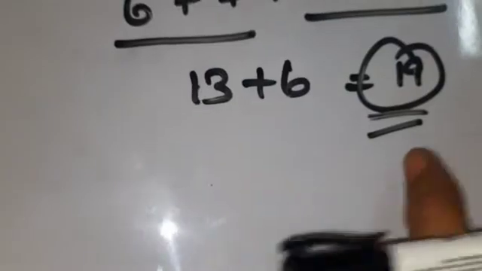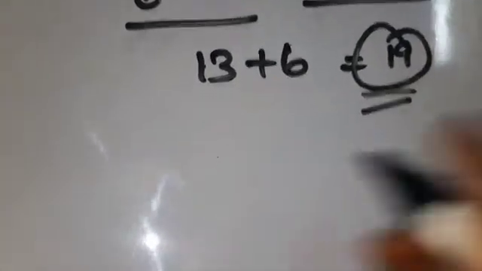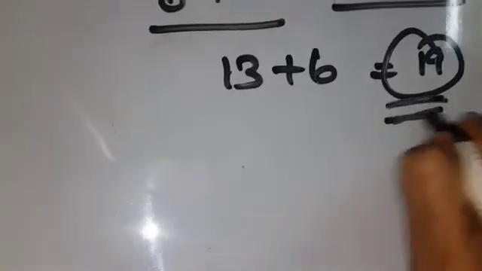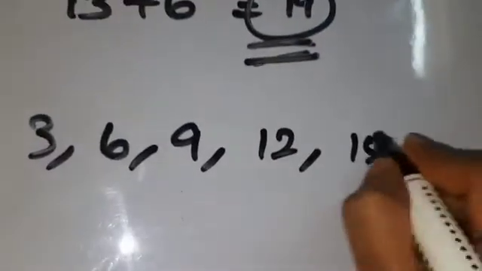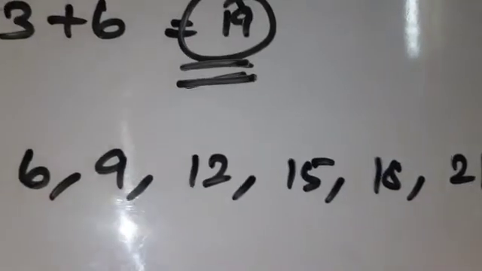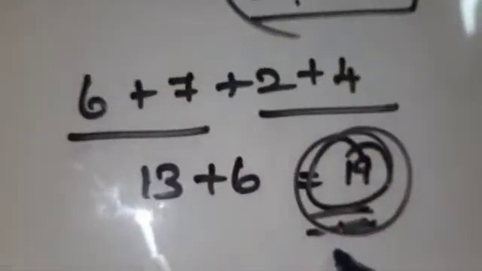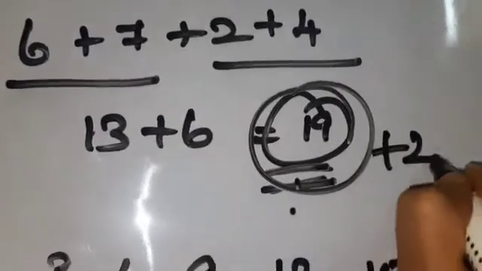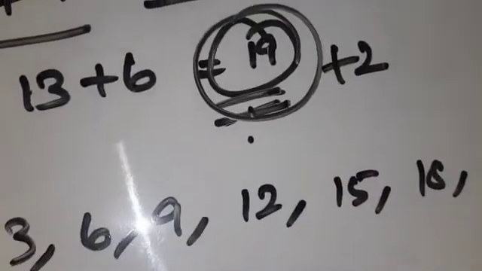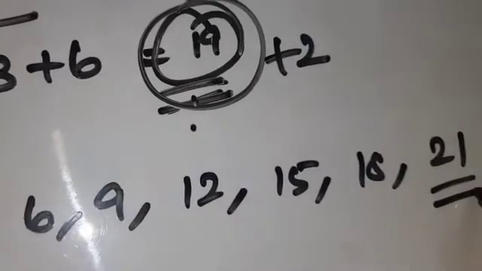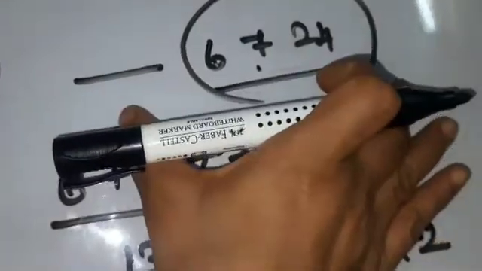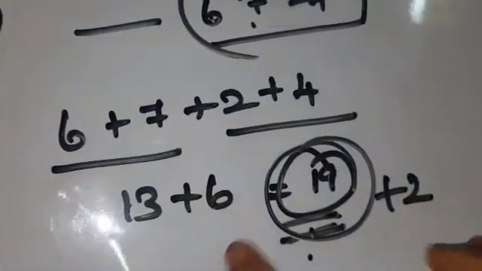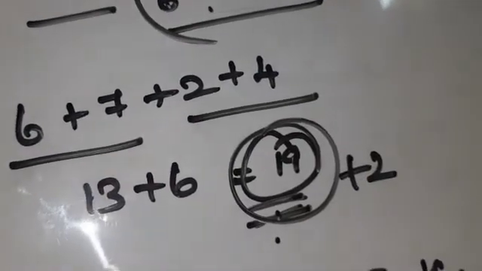Now we have to write the multiples of 3 which are nearer to the number 19. The multiples of 3 are 3, 6, 9, 12, 15, 18, 21. The total of the given number is 19. If 2 is added, we will get the multiple of 3 as 21. What you have to do first is calculate the total of the given number, then check with the multiples of 3.